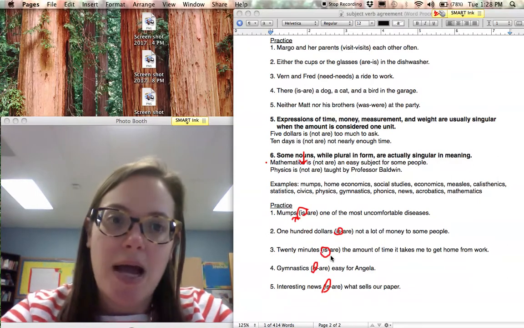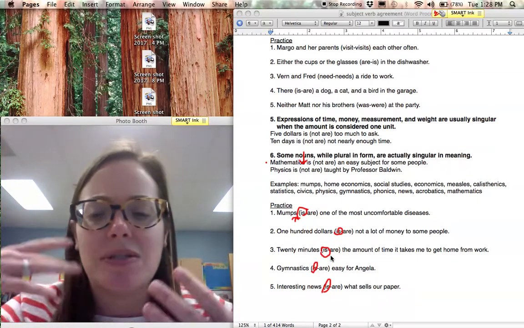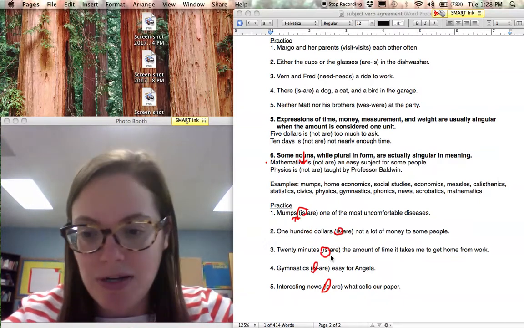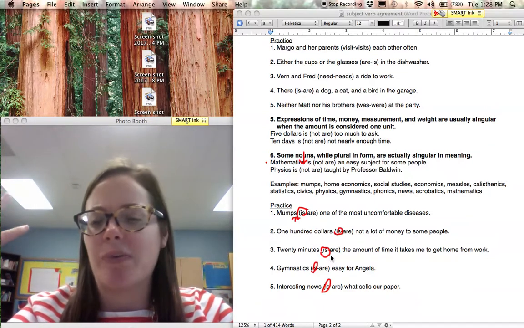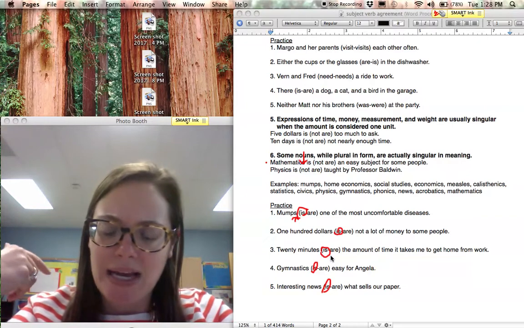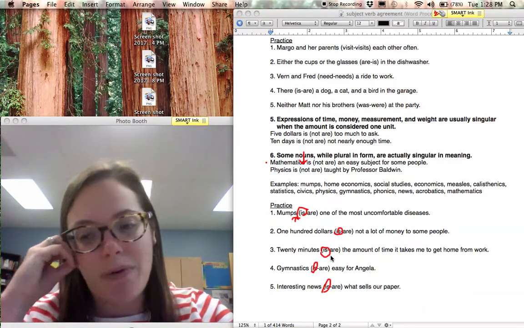So that was a lot of stuff, but again, this is stuff we mostly do automatically without thinking about it. Just sometimes when you don't know exactly which verb to choose, you want to think through some of these rules. And we'll practice with this tomorrow.